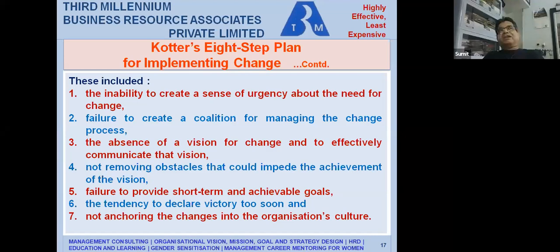So in the organizational culture, whatever changes you achieve, yes, you may have achieved it, but then you are so happy with it that you do not bother about maintaining that change. And therefore, you lose out. So therefore, you have to anchor it and make it a part of your organization's culture if you want to keep on getting sustained benefits out of it. Okay?